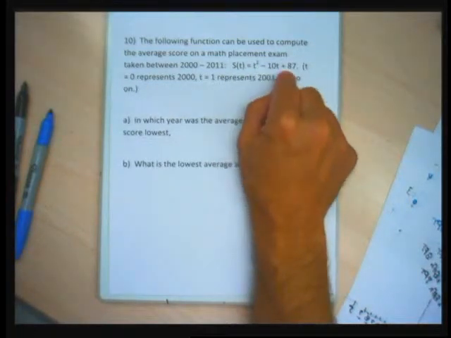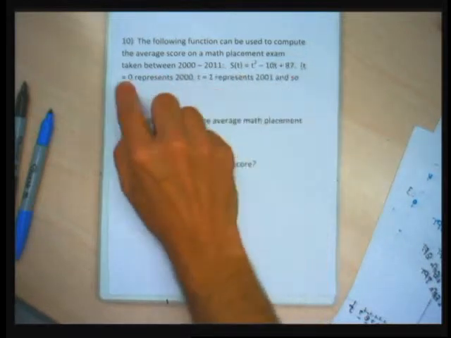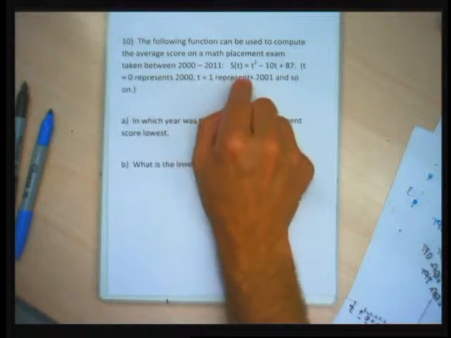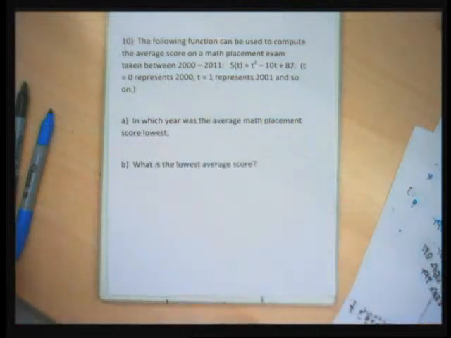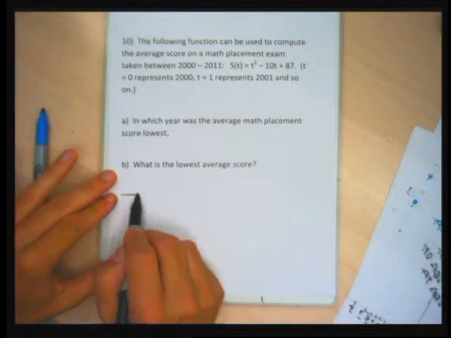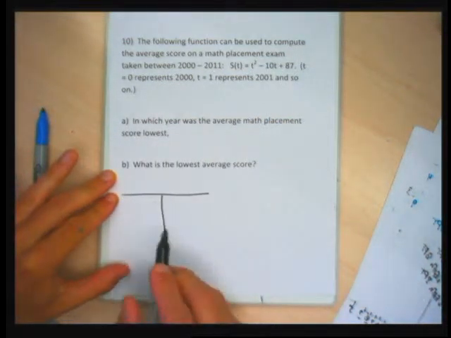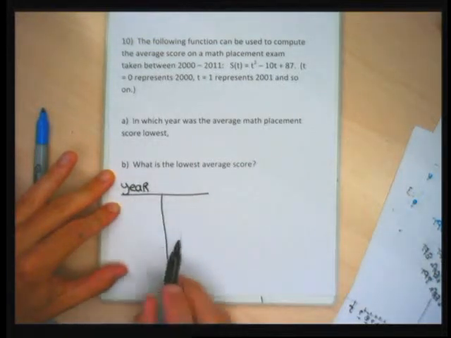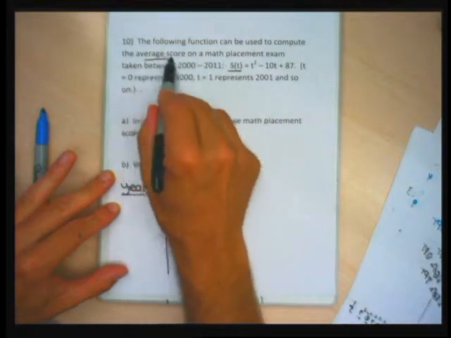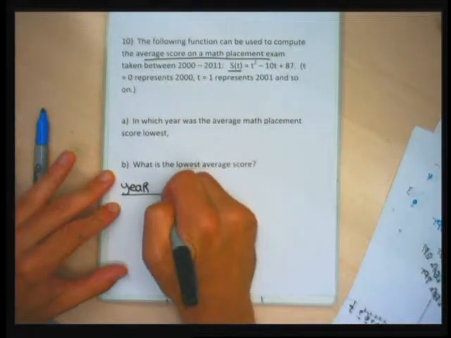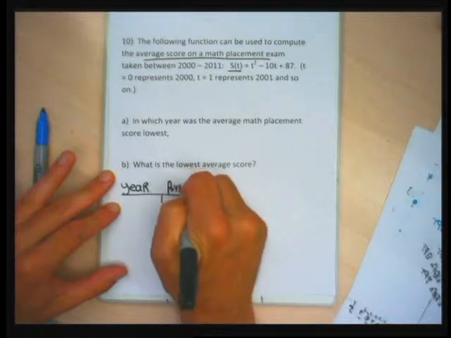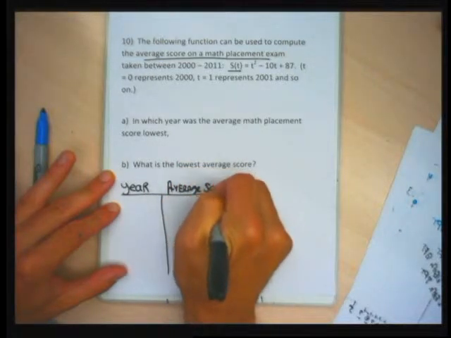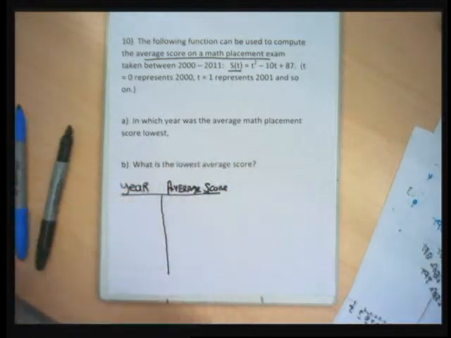And these letters, the T's, they stand for years. T equals 0 stands for 2000, T equals 1 stands for 2001, T equals 2 stands for 2002. So the letter to the right of the equal sign, the T, this time it stands for a year. What it gives me out is the average score on a math placement test. So I'm just going to write for the Y column. So every point on the graph, its X is going to represent a year, its Y is going to represent an average score in a placement exam.